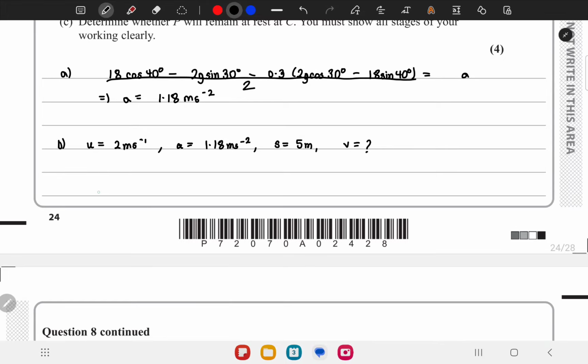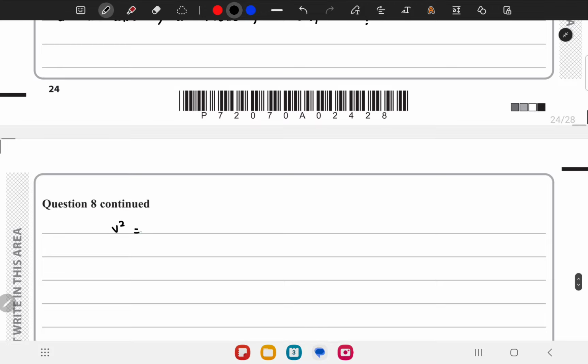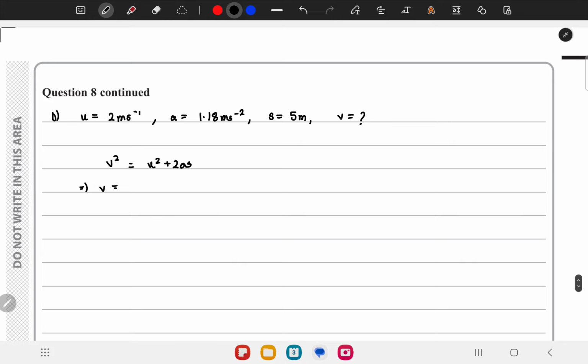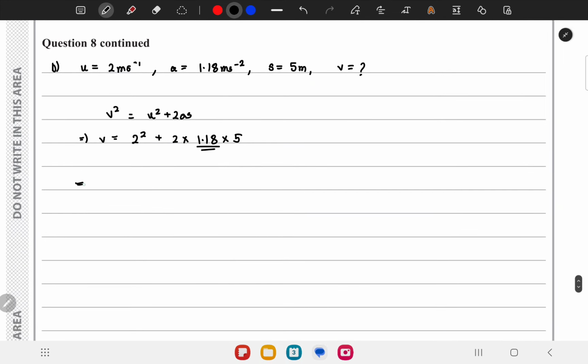We have to find the final velocity. In this case, we don't have the time, so we'll use v squared equals u squared plus 2as. So v is equal to the root of 2 squared plus 2 times 1.18 times 5. It's better to use the direct calculator value you get for this acceleration instead of putting an approximation. So v would be root over 4 plus 2 times 1.18 times 5. From here we get a value of v, which is 3.9797, so 3.98 meters per second.